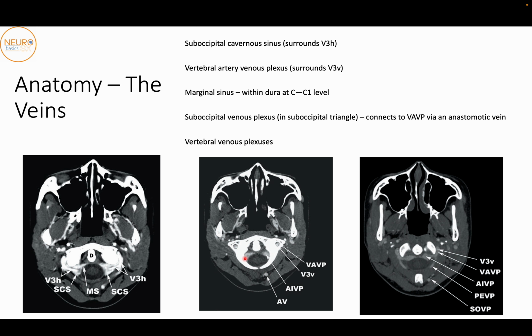You also have the vertebral venous plexus obviously inside the vertebral canal, and we'll discuss these more in the subaxial cervical spine discussion. But around this region of the CV junction, the suboccipital cavernous sinus, the vertebral artery venous plexus, the marginal sinus within the dura, and the suboccipital venous plexus, these are important.